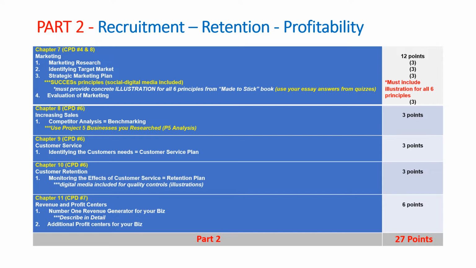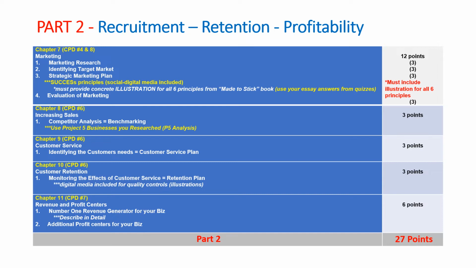Next is increasing your sales. This is chapter 8, CPD number 6. This is from your project 5. Use information you came up with in research on your competitor analysis or benchmarking, specific to increasing sales. Next is customer service, chapter 9, CPD number 6. Identify the customer's needs and then come up with a customer service plan, TRI.